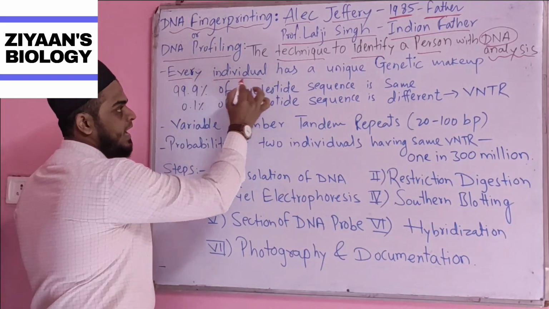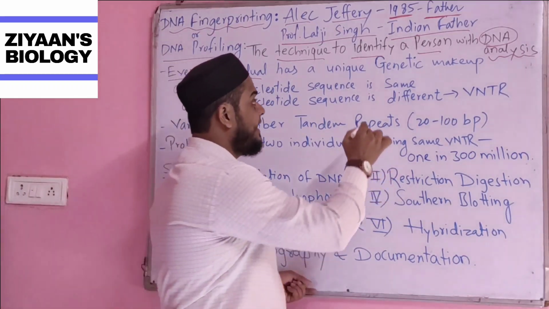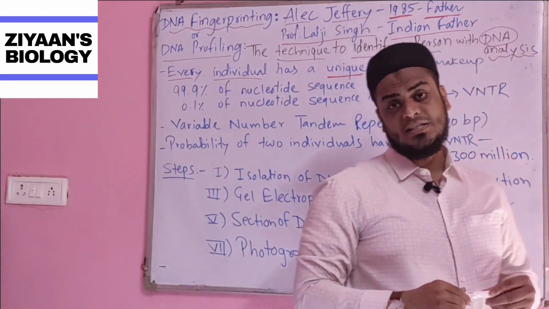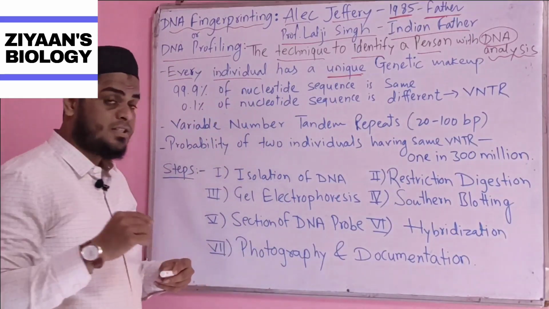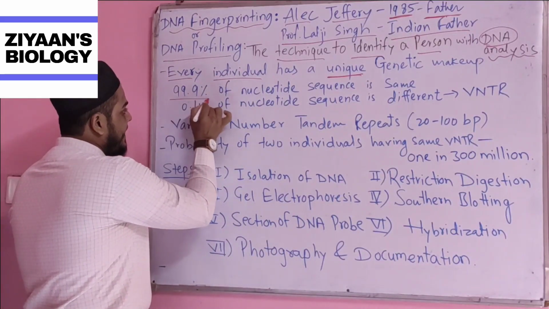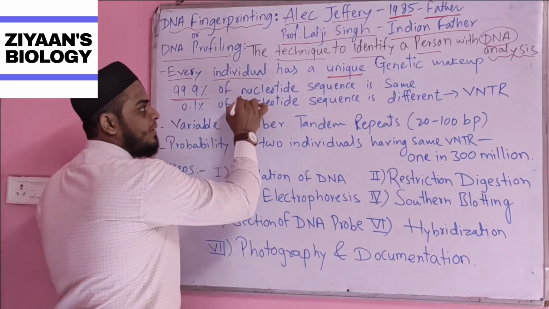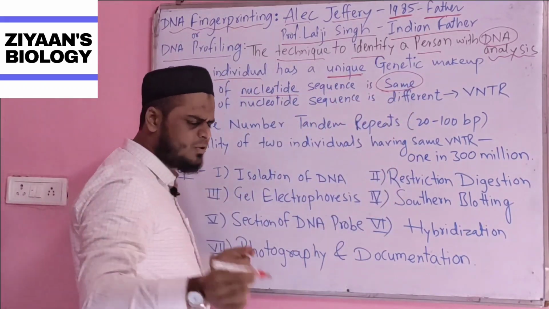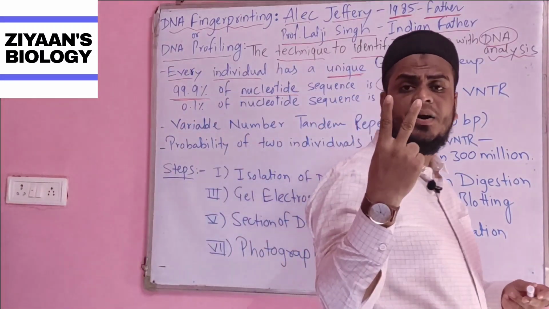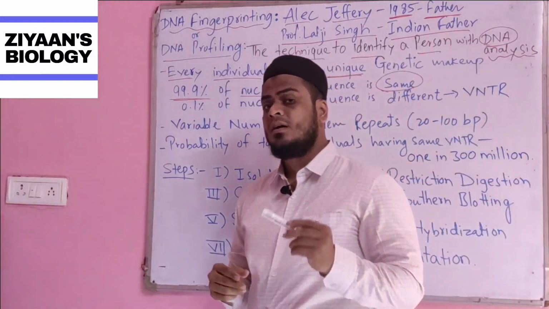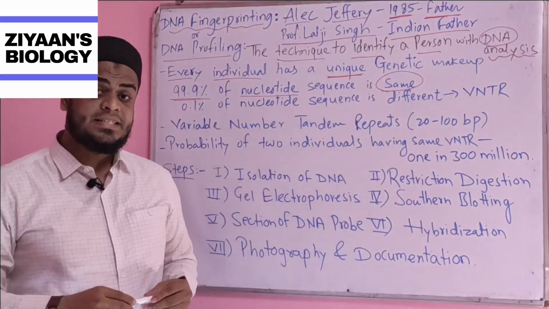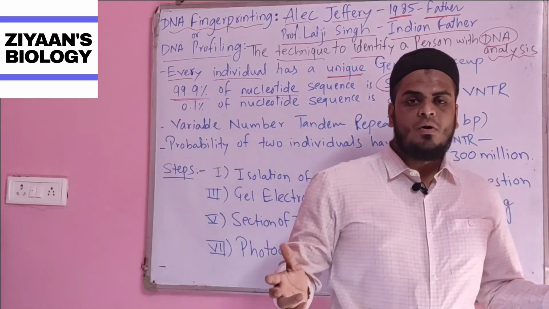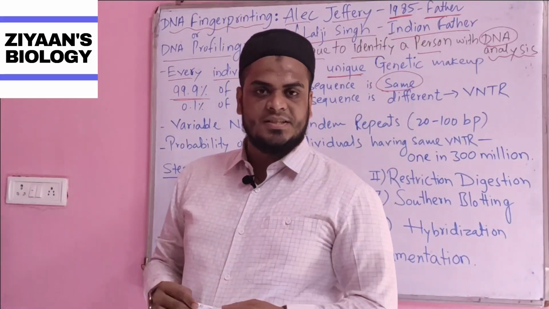Every individual has a unique genetic makeup. I repeat, every individual has a unique genetic makeup, but still 99.9% of the nucleotide sequence of DNA is the same. Which means two completely unrelated human beings will be sharing 99.9% of the same genetic sequences. Why? Because we all belong to the same species.